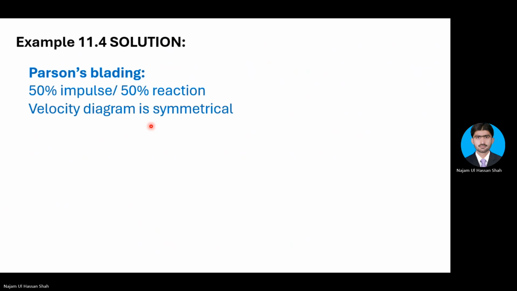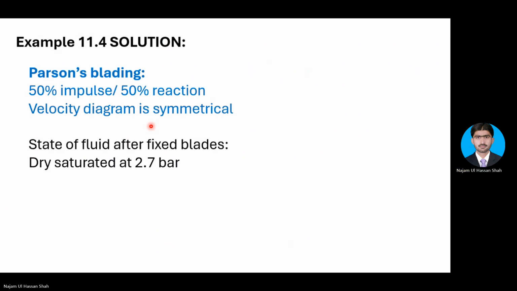So, the data of this problem, we are given that it's a turbine with Parsons blading, which means it is 50% impulse and 50% reaction. That is, degree of reaction is half. The velocity diagram must be symmetrical. State of fluid after fixed blades is given.